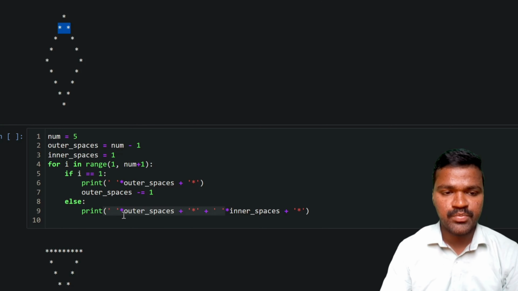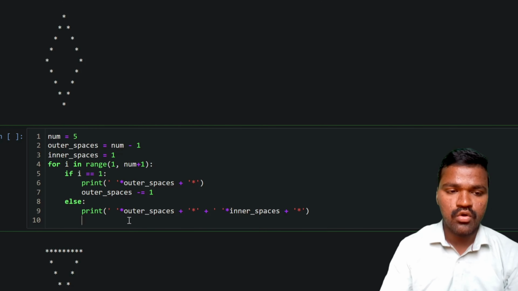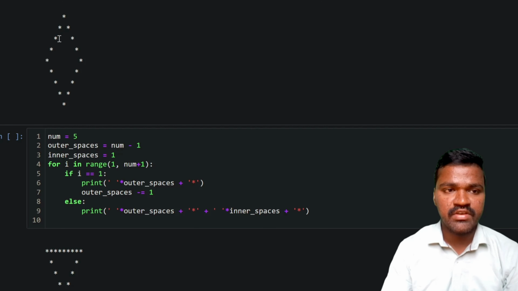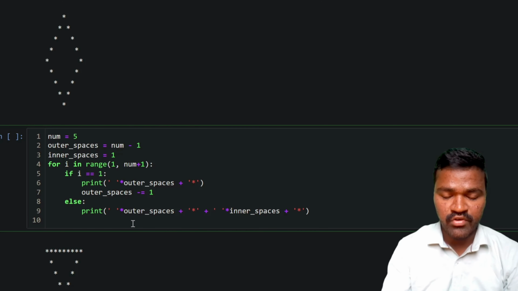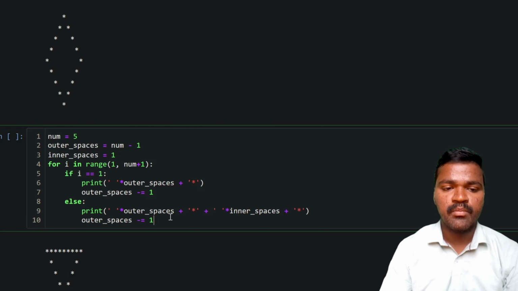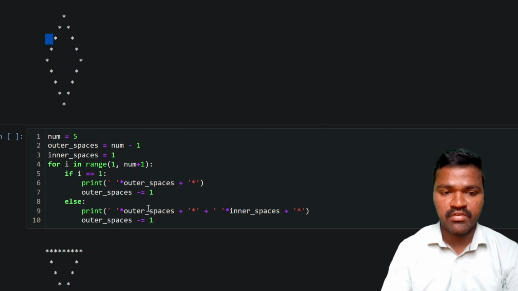So after completion of printing this particular row, here we have outer spaces, and here we have inner spaces. Outer spaces need to be reduced by 1. For that reason, I will write outer spaces minus equal to 1. By mentioning this, on each iteration, the outer spaces will be reduced by 1.